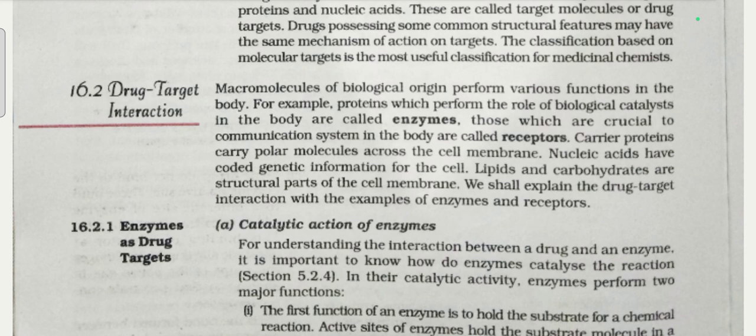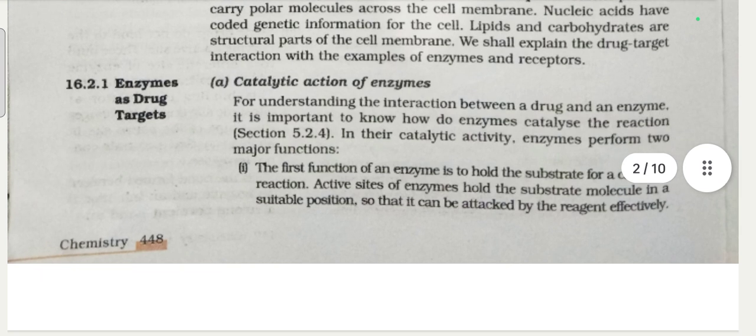Nucleic acids have coded genetic information for the cell. Lipids and carbohydrates are structural part of the cell membrane. We shall explain the drug-target interaction with the example of enzymes and receptors. Enzymes as drug targets. First, catalytic action of enzymes.